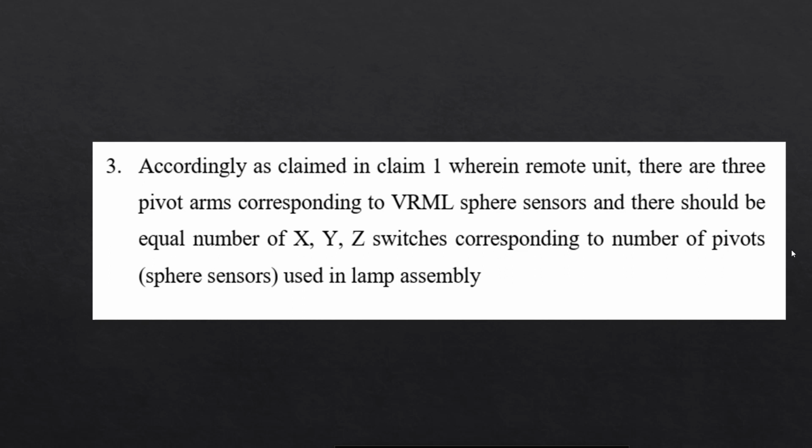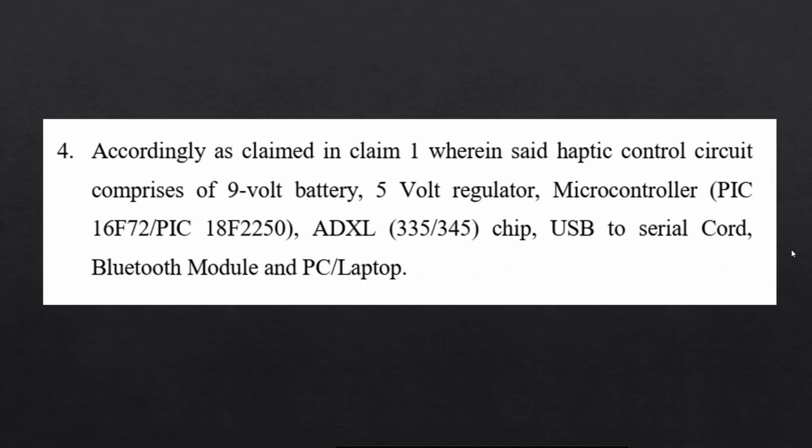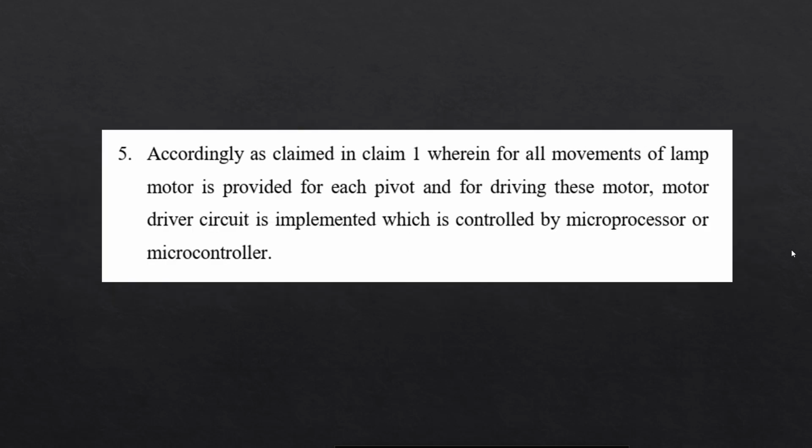Accordingly, as claimed in claim 1, where as a remote unit there are 3 pivot arms corresponding to VRML sphere sensors, and there should be equal number of X, Y, Z switches corresponding to number of pivot sphere sensors used in the lamp assembly. Accordingly, as claimed in claim 1, wherein the said haptic control comprises of 9-volt battery, 5-volt regulator, microcontroller, ADXL, USB to serial cord, Bluetooth module, and PC or laptop.